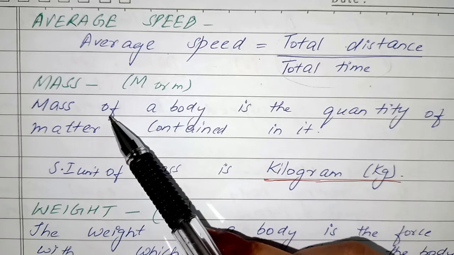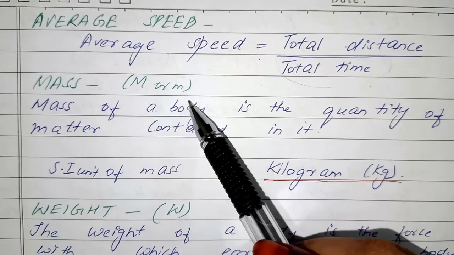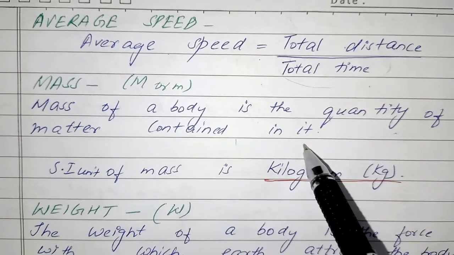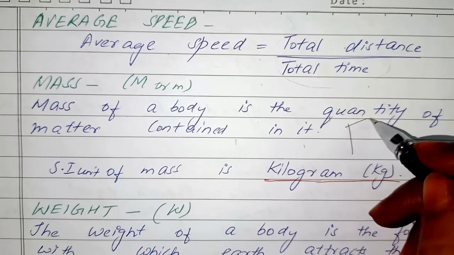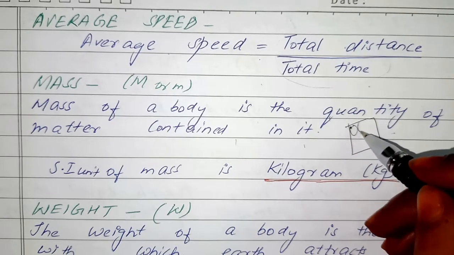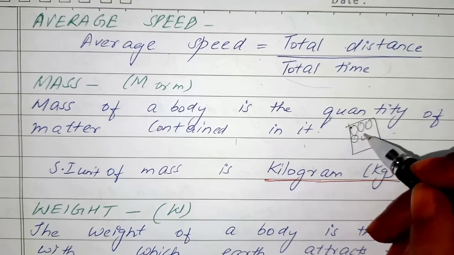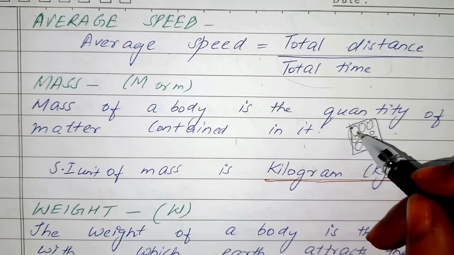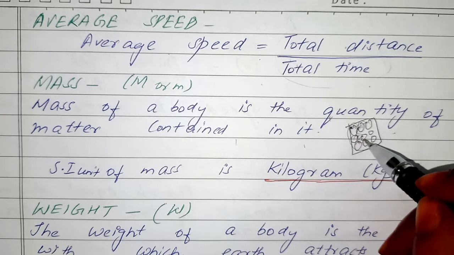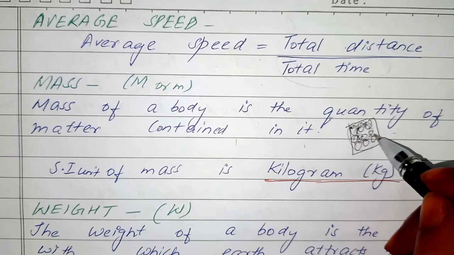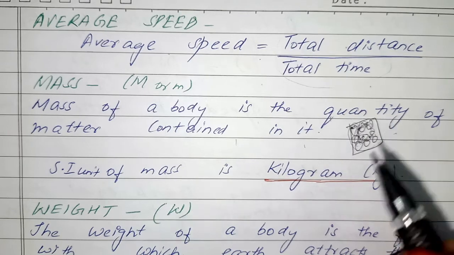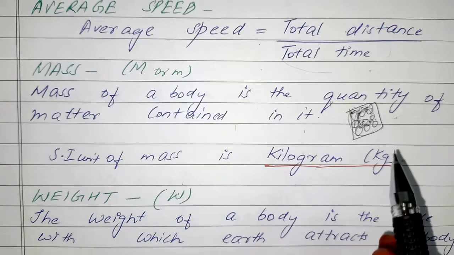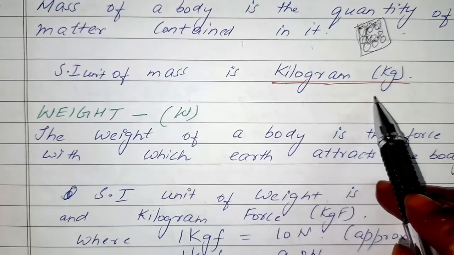Now mass. It is denoted by capital M or small m. The mass of a body is the quantity of matter contained in it. Suppose this is a body, and the amount of quantity of matter that is contained in this body is known as mass. So what is the SI unit of mass? It's kilogram. You can also write kg.